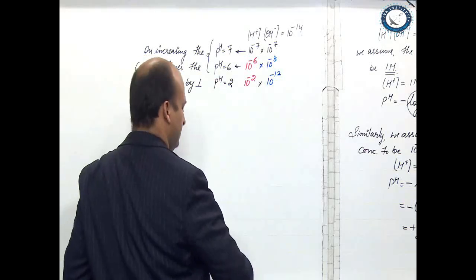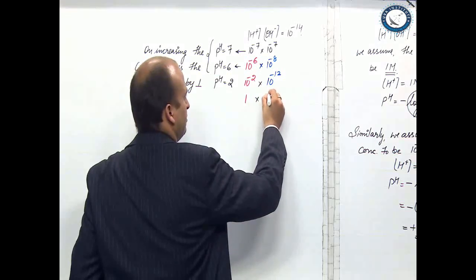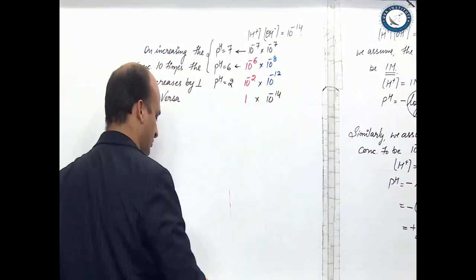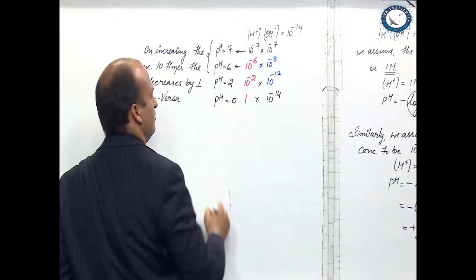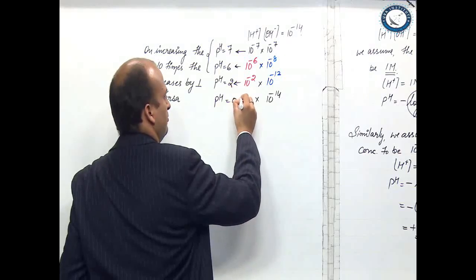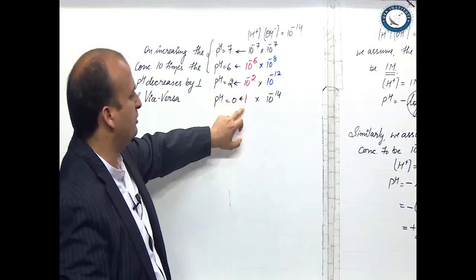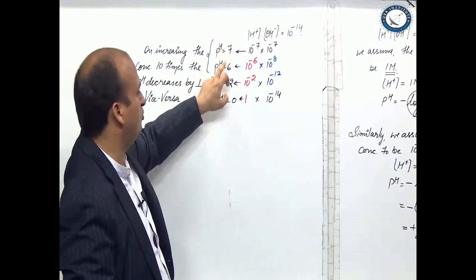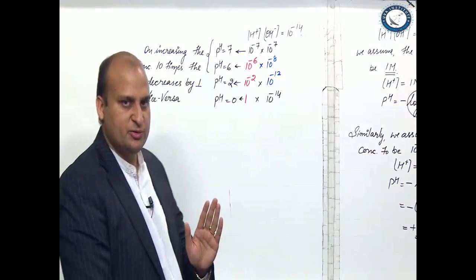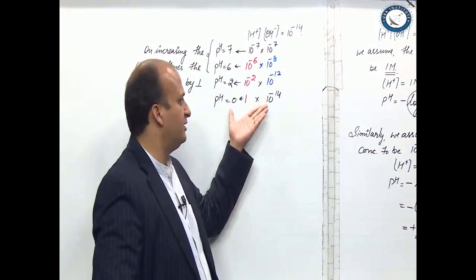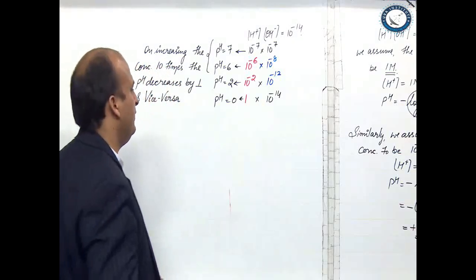If you still keep on increasing the value, let us say you take it to be 1, then this becomes 10 raised to power minus 14. So over here the value of pH will be equal to 0. Okay. So as you are increasing the H plus ion concentration, the pH moves towards 0. So moving from 7 towards 0, the acidic strength is increasing. Got it? Okay.